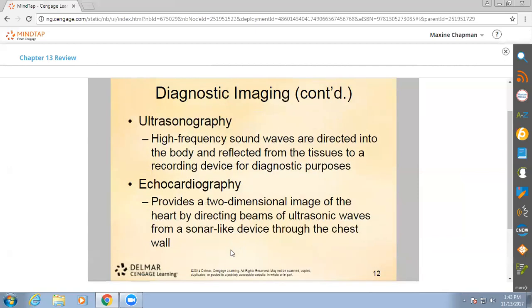Ultrasonography is high frequency sound waves that are directed into the body and reflected from the tissues to a recording device for diagnostic purposes. Frequencies of 1 to 10 million hertz are necessary for diagnostic studies.